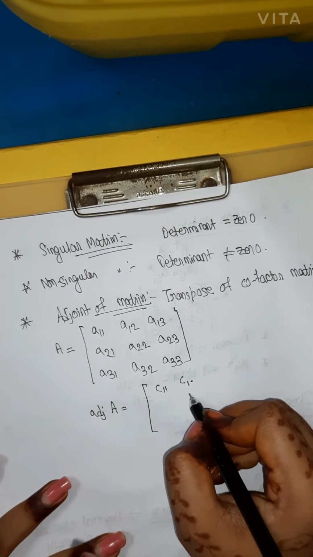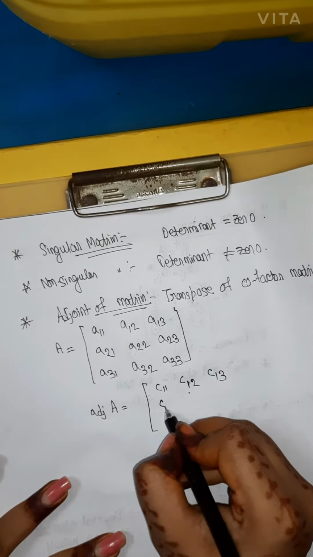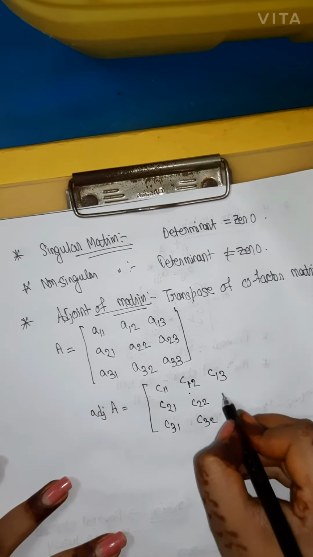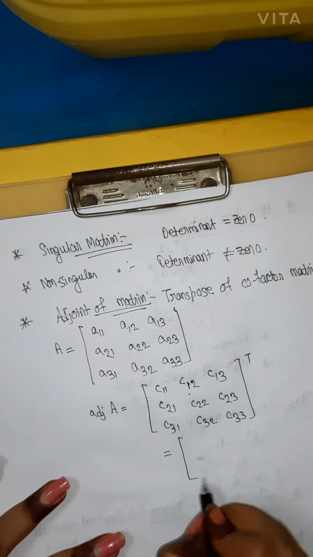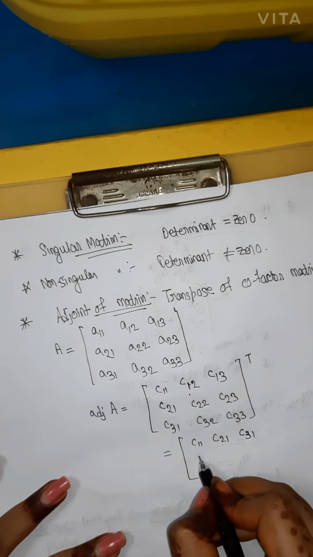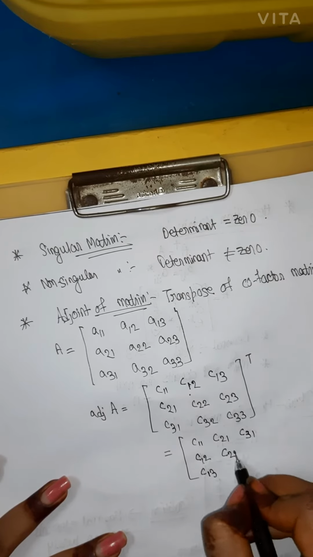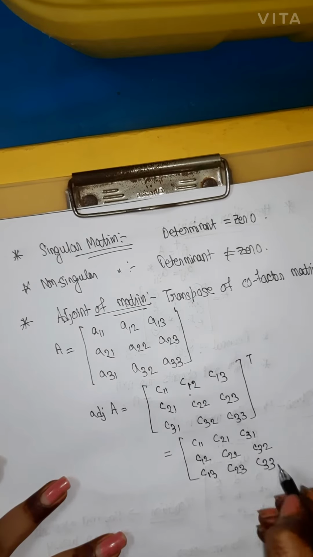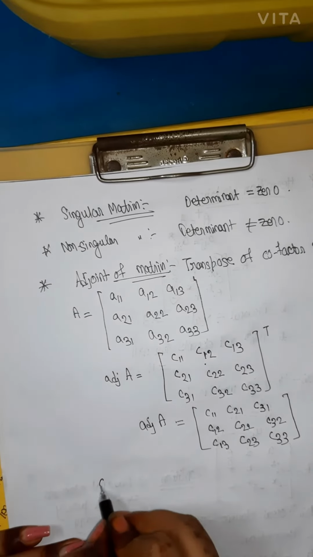So we will do the transpose of this. Okay, C12, C13, C21, C31, C22, C32, C23, C33 and whole transpose. So by transposing we will get C11, C21, C31, C12, C13, C22, C32, C23 and C33. This will be the adjoint A matrix. Now what do you mean by C11?